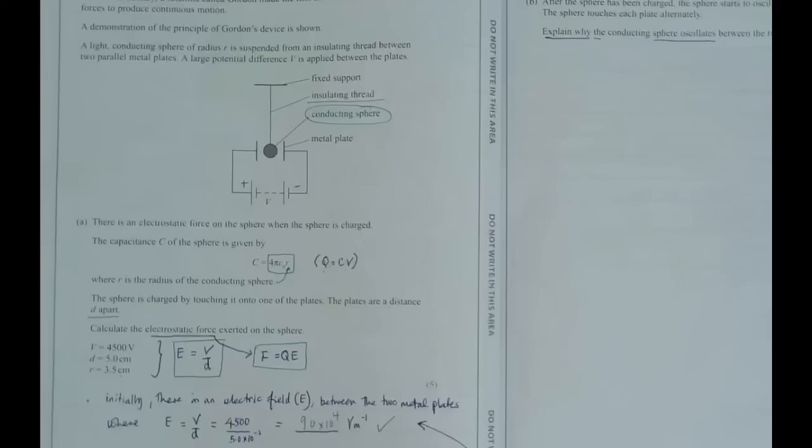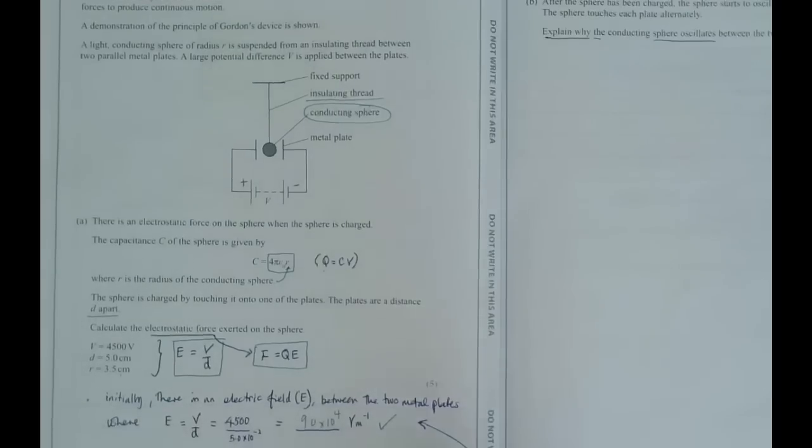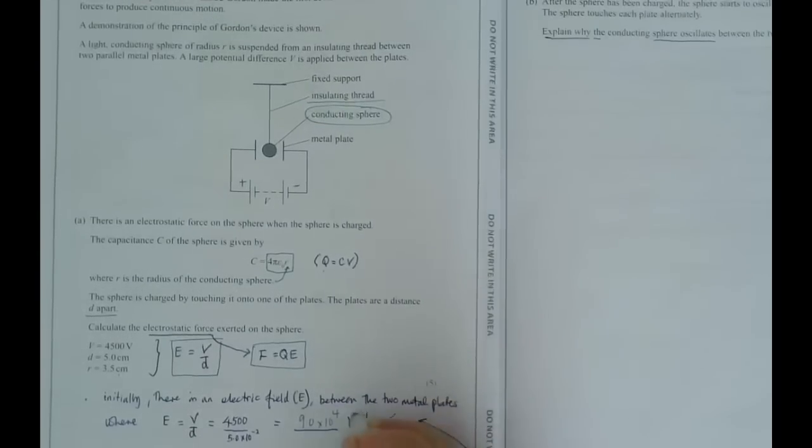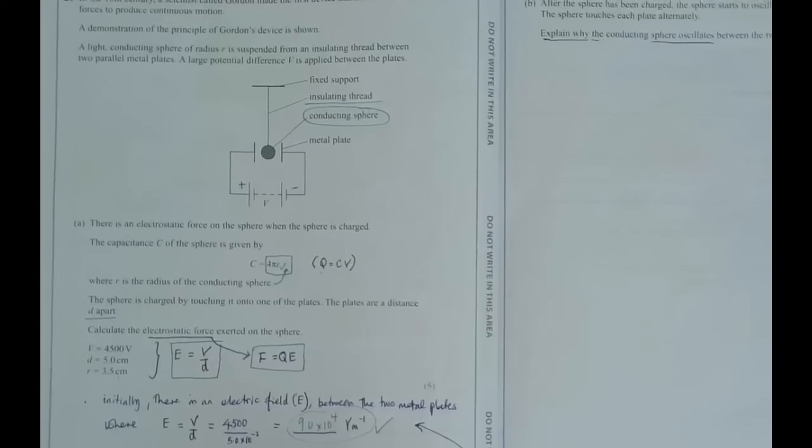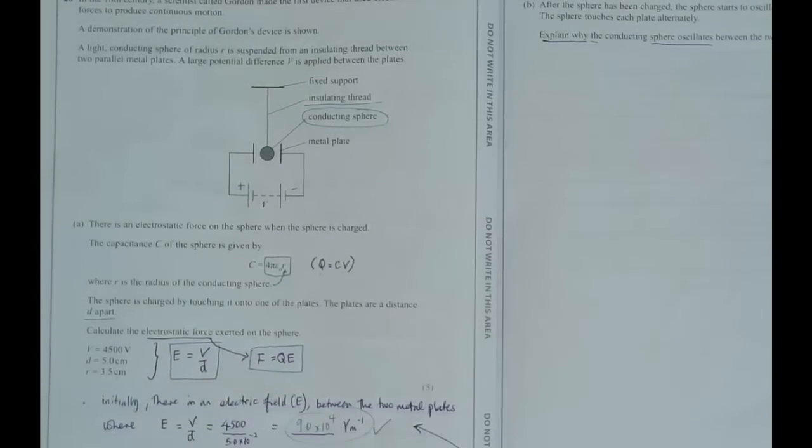And once you put F equals QE into the numbers, you are basically multiplying this number by this number. When you multiply those two by each other, I'm not going to write it out because of a shortage of space, you should get the answer of 1.58 times 10 to the minus 3. Don't forget the units, newtons. Okay?